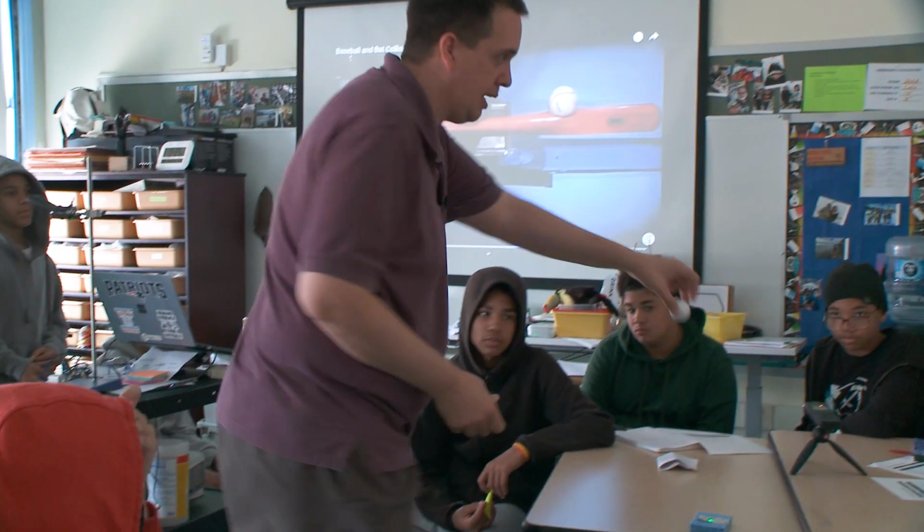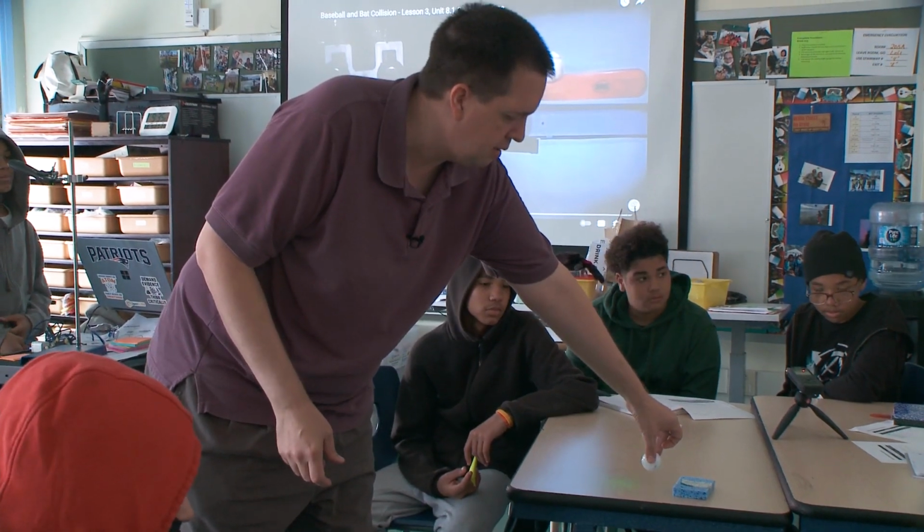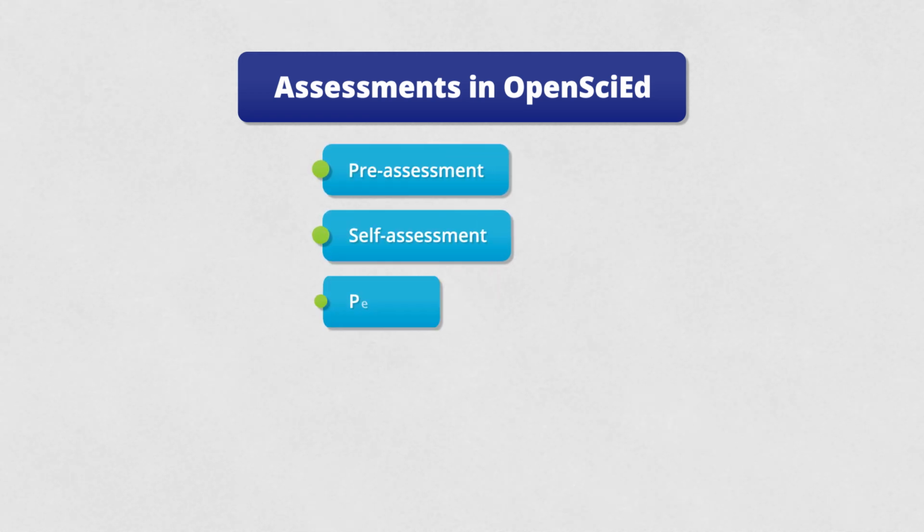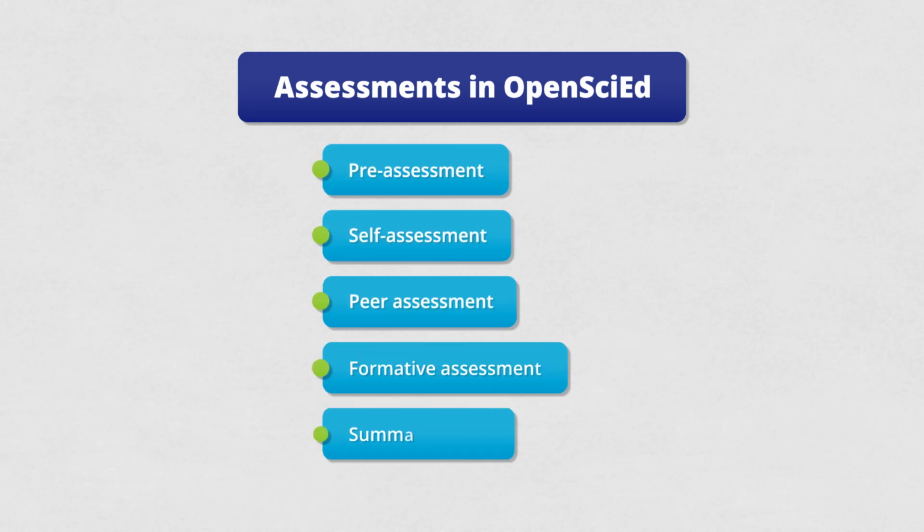In OpenSciEd, assessment isn't an event, it's a process. It's a way to support students as they grow ideas over time, not a single moment to label them. Therefore, every conversation, model revision, investigation, and transfer task becomes an opportunity to see and support learning. And these are all built into OpenSciEd's assessment system. The system includes assessment with many different purposes, including pre-assessment, self-assessment, peer assessment, formative, and summative assessment.